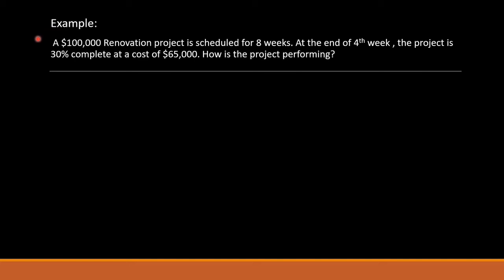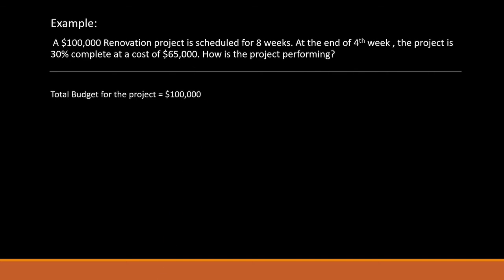Before you start solving this question, you should understand the various numbers that have been given in the question itself. Looking at the question, we know the total budget of the project was $100,000. The total scheduled time was 8 weeks. At the end of the 4th week, when we are 50% into the project, it is only 30% complete at a cost of $65,000. So $65,000 is the actual cost. Let's try to solve this question together.